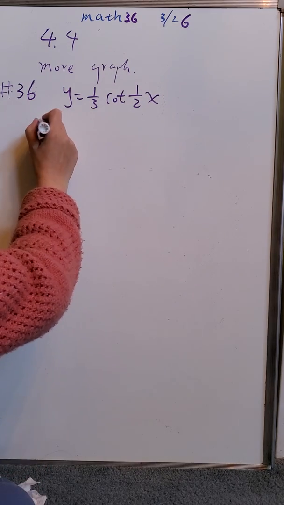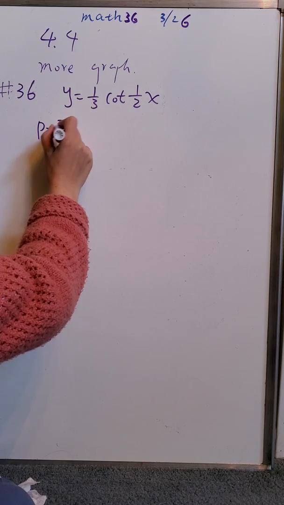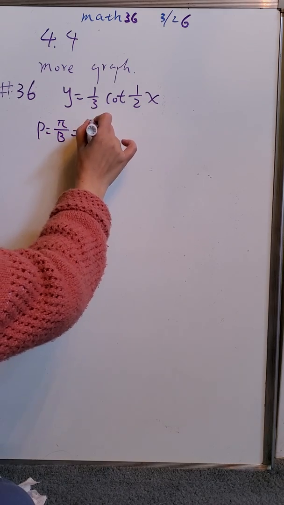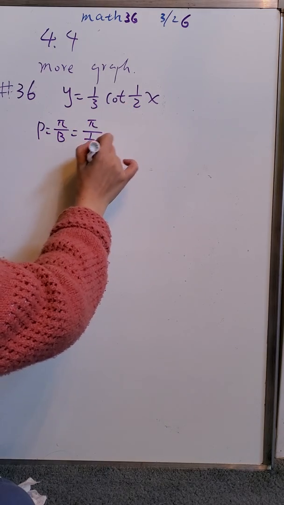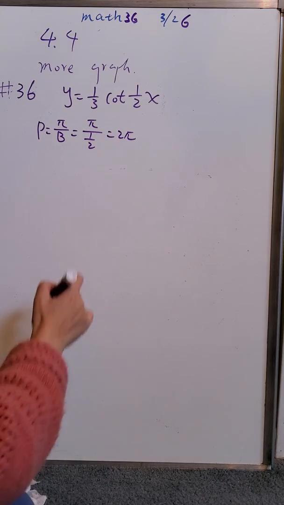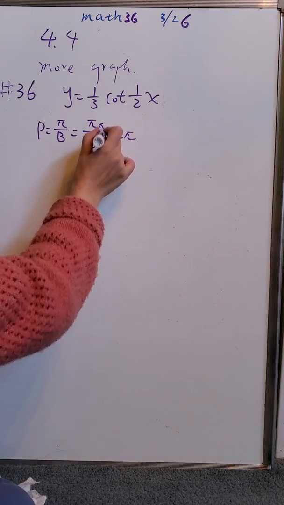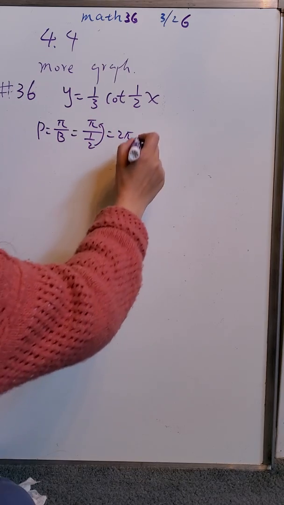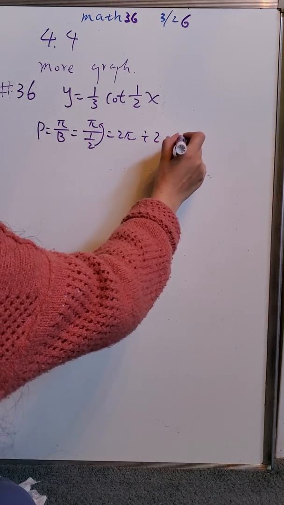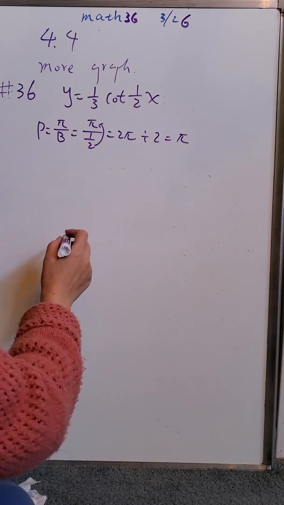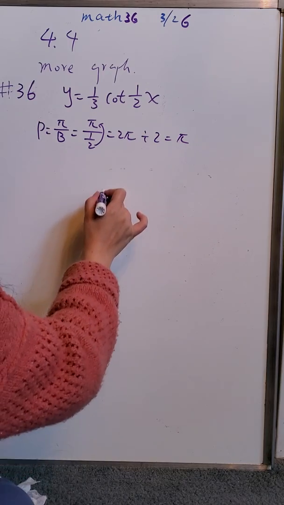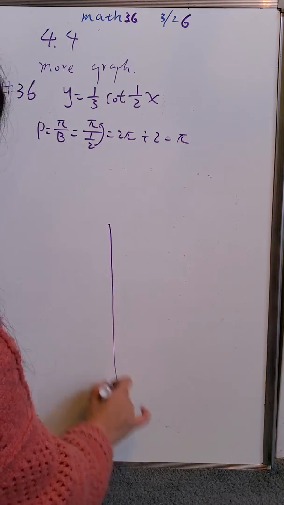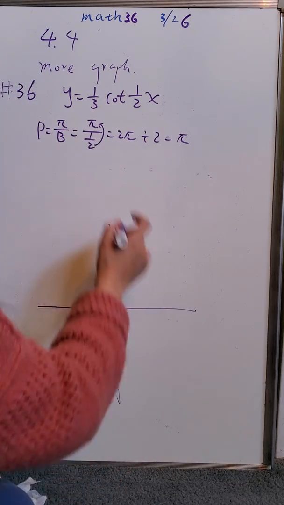So we're going to do the same thing. Your P is equal to pi over B, equal to pi divided by 1/2. So it's equal to 2 pi, okay? So basically flip this number on the top. If you have a fraction here, just flip the number on the top. And then divide by 2, so it's equal to pi. So each unit is a pi. So I'm going to graph, and then I'll tell you what I'm going to do with the 1/3.